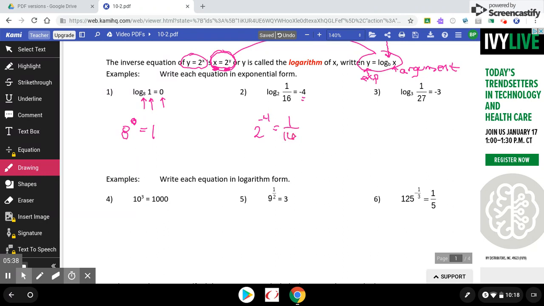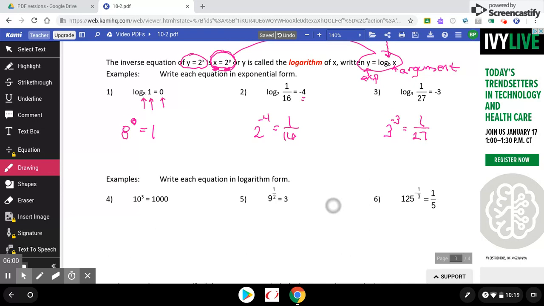Type it on a calculator. Put 2 to the negative fourth on there. It's going to tell you 1/16. So I'd like to think you're imagining this is not too bad. It's a memory thing. Base is 3. Exponents on the end. The answer is the argument. And that's it. That's just converting from logarithm form to exponential form.